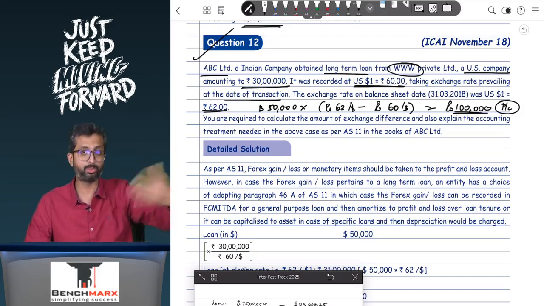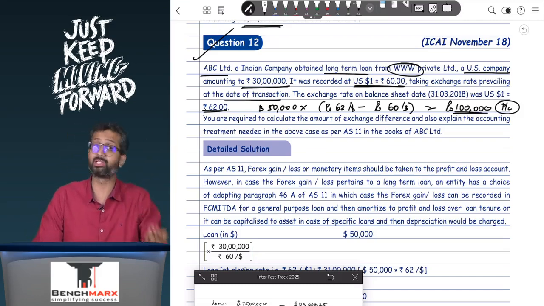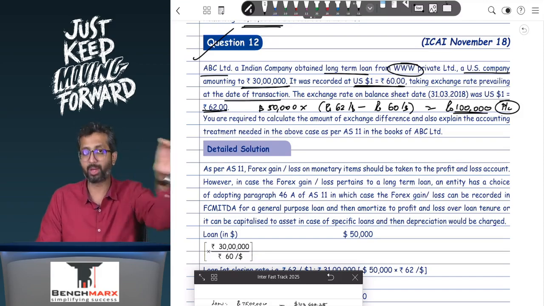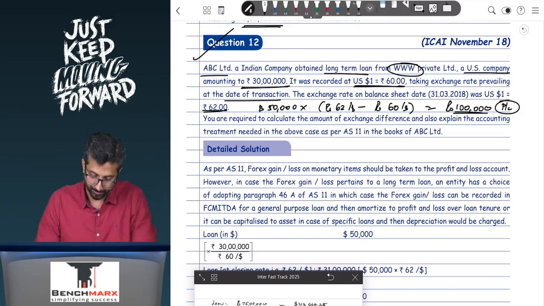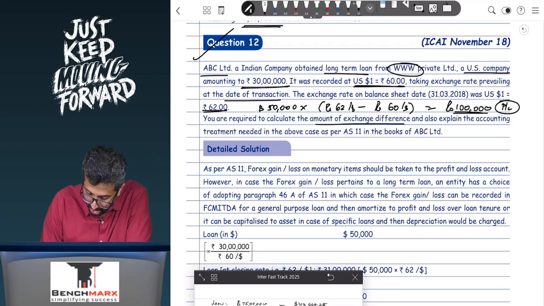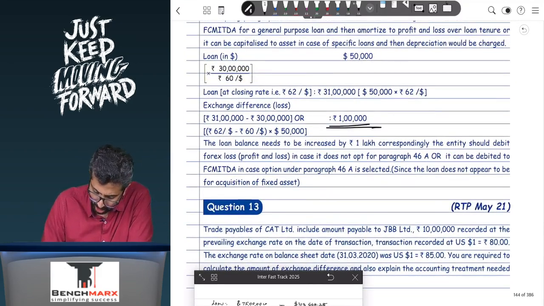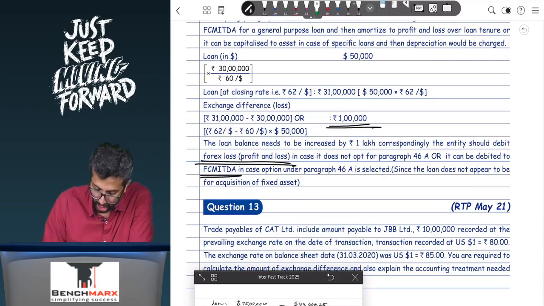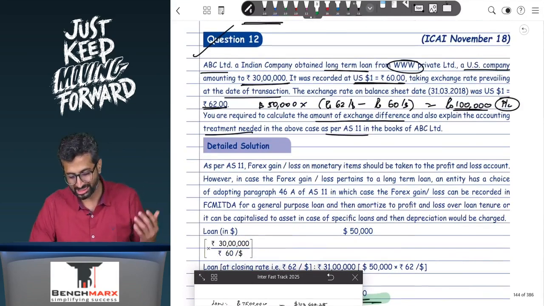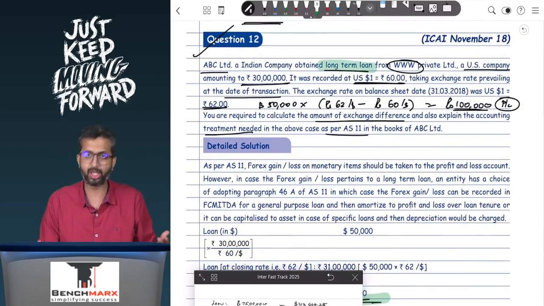But in this case, you have not been told that the loan is for a specific asset, and hence it is a general loan, in which case if you follow para 46A, it will go to the FCMITDA. You are required to calculate the amount of exchange difference and also explain the accounting treatment as per AS 11. So your exchange difference over here is 1 lakh rupees as we found, and we said this 1 lakh should be taken to the profit and loss account in case we don't opt for para 46A, or it will go to the FCMITDA. So 1 lakh either in the P&L or in the FCMITDA. Why? Because this is a long-term loan, and hence the FCMITDA option is available.